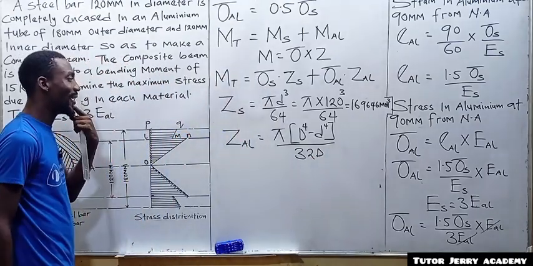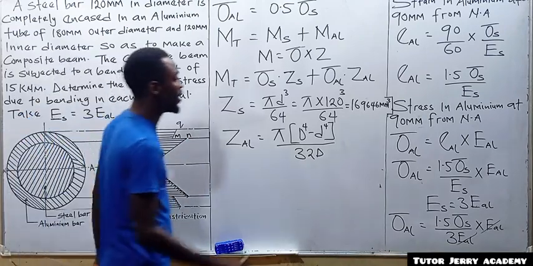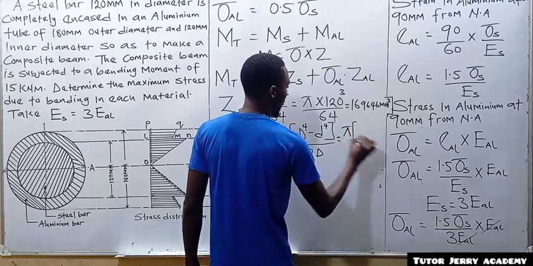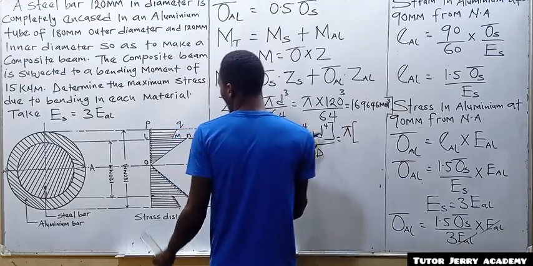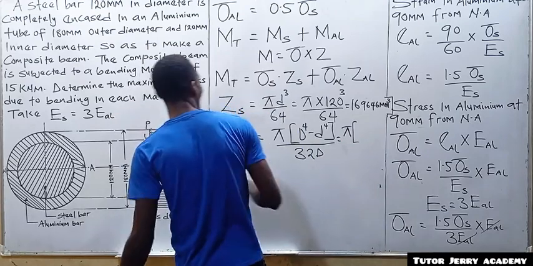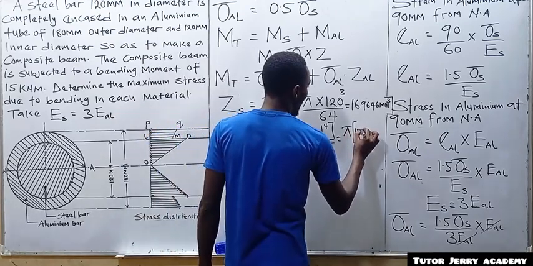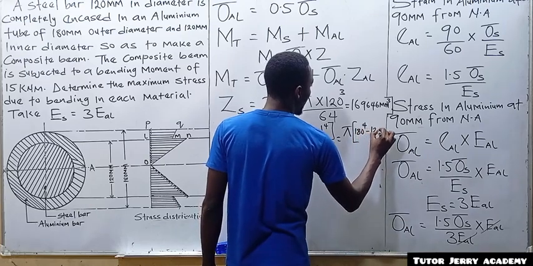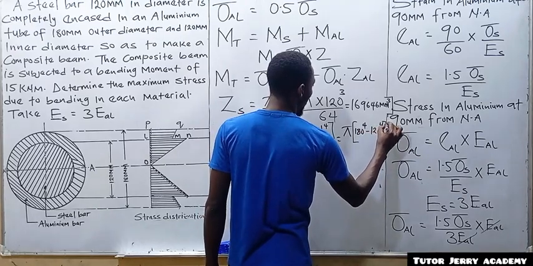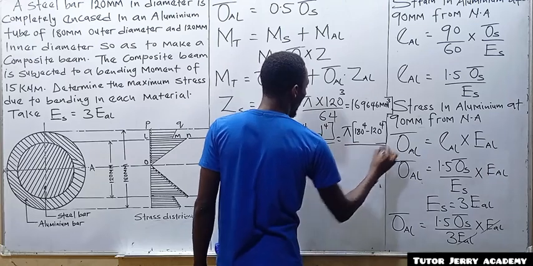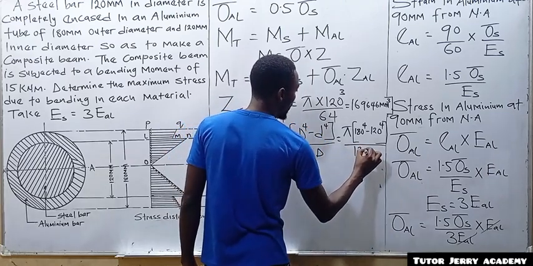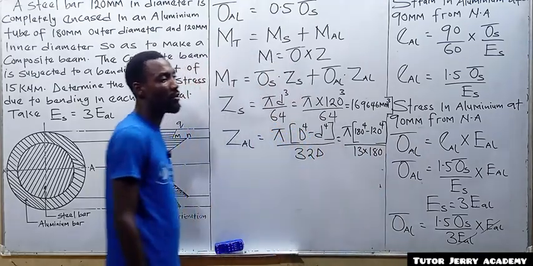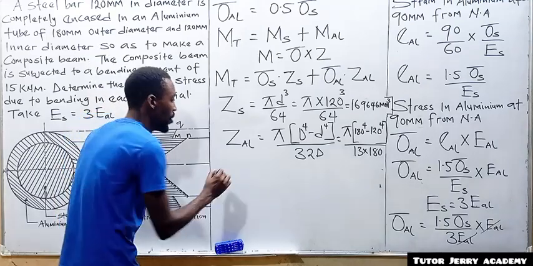So if we substitute now, this will be equal to pi into what? Our D, that is the diameter of the aluminium itself, which is 180. So it's going to be 180 to the power of 4 minus 120 to the power of 4 all over what? 32 multiplied by 180.